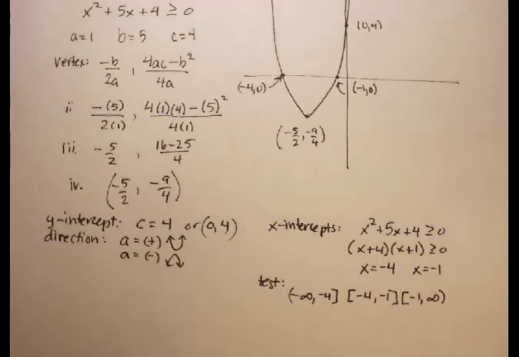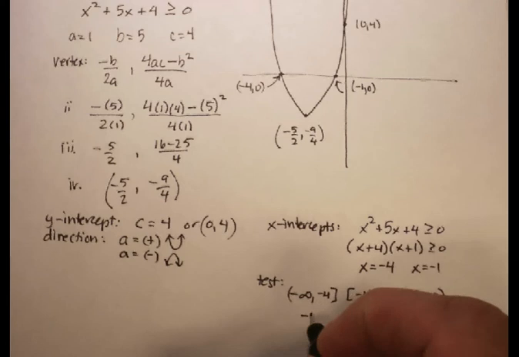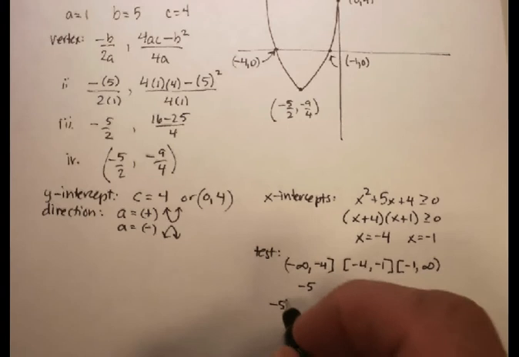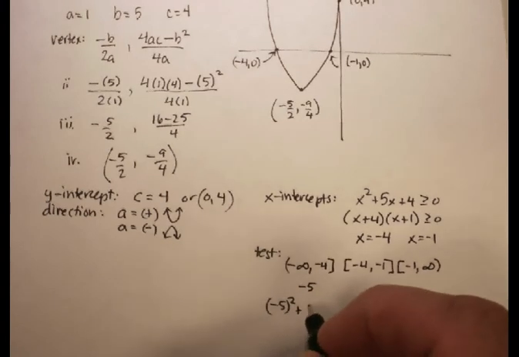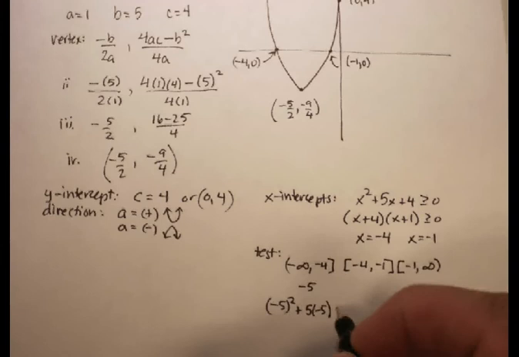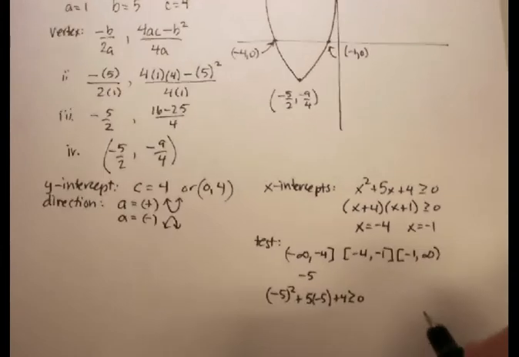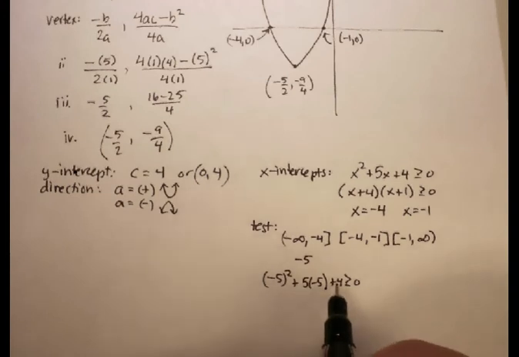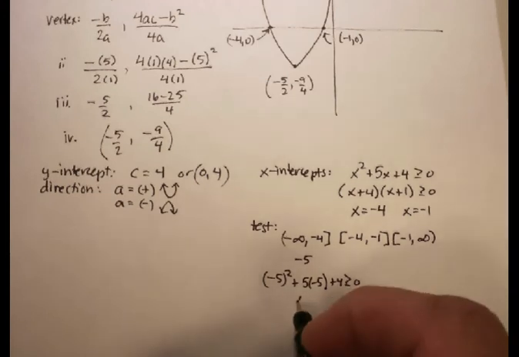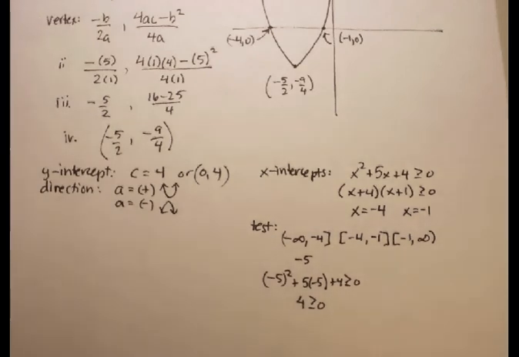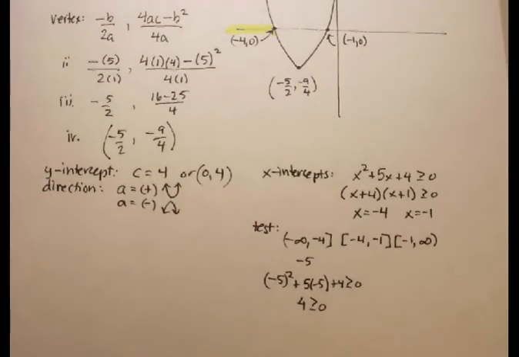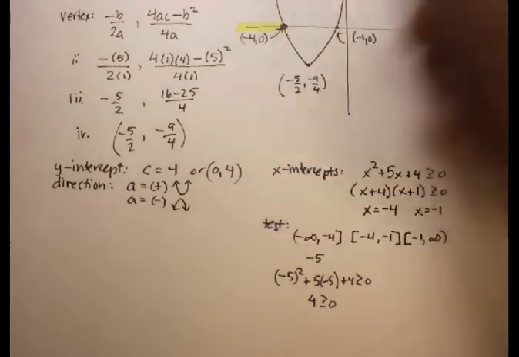All right. Let's test negative 5, because that's in there somewhere. If I put negative 5 into my equation, I'm going to get negative 5 squared plus 5 times negative 5 plus 4 is greater than or equal to 0. Let's see if that's true. I get 25 minus 25 is 0, plus 4, so I end up with 4 is greater than or equal to 0. Is that true? And the answer is yes, it is true. So I get to shade everything all the way up to and including negative 4. Let me just put a solid dot around there, all right?